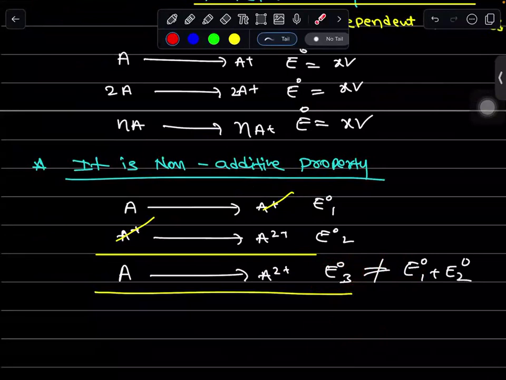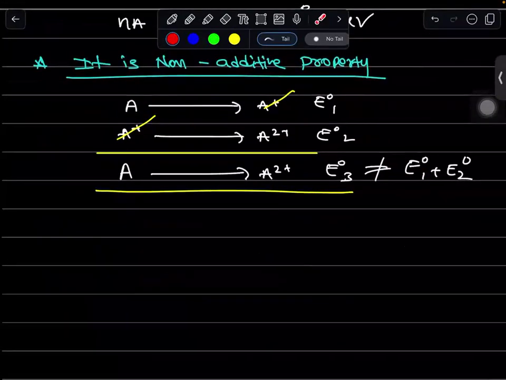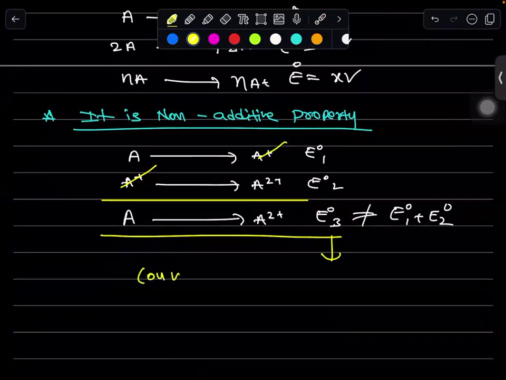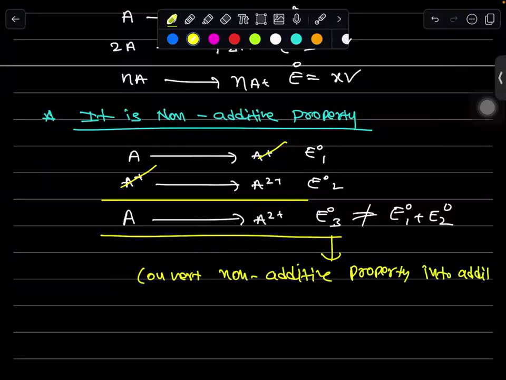So we'll see the formula, how it works, and if I explain one problem, you will be able to understand. Let's take this one only. I said here E3 is not equal to E1 plus E2, right? Then how to find the E3 value? What are we supposed to do here? Convert the non-additive property into additive property.